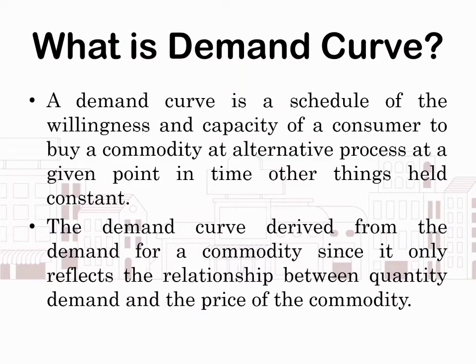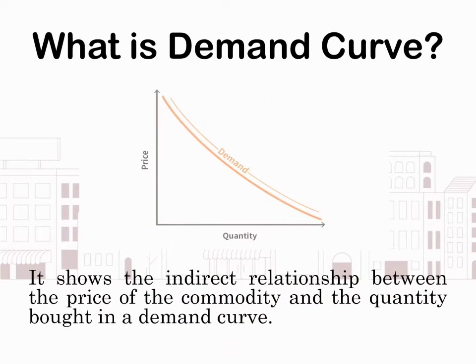What is a demand curve? It is a schedule of the willingness and capacity of a consumer to buy a commodity at a tentative price at a given point in time, other things held constant. The demand curve is derived from the demand for a commodity since it only reflects the relationship between quantity demanded and the price of the commodity. The demand curve shows the indirect relationship between the price of the commodity and the quantity bought.